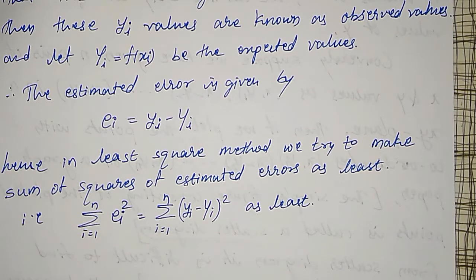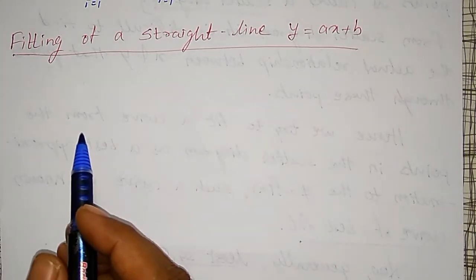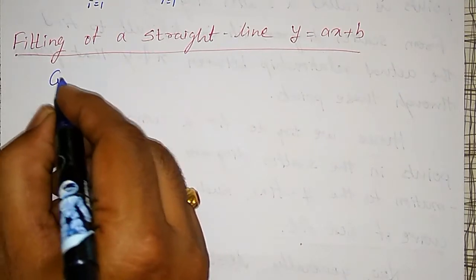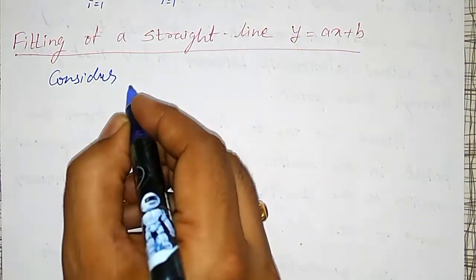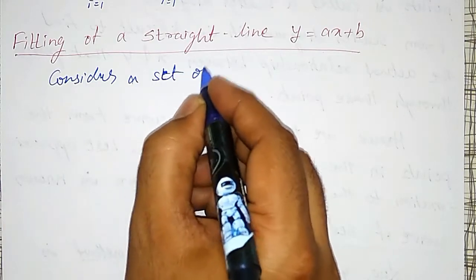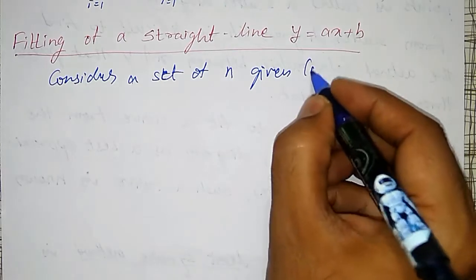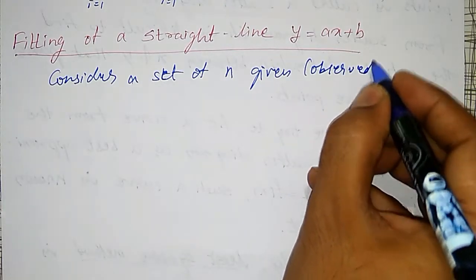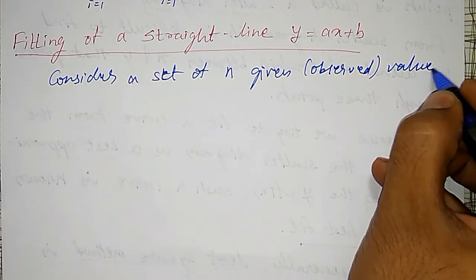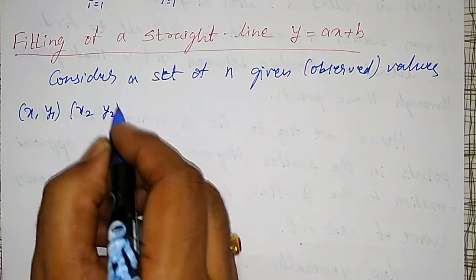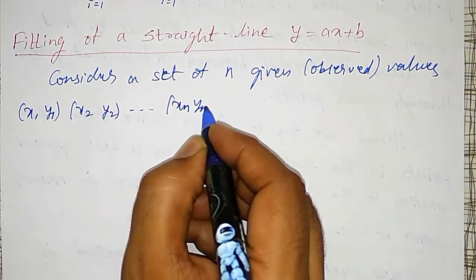Now, how do we fit a straight line using this least square method? I am going to discuss that here. Fitting of a straight line y equal to ax plus b. For that, consider a set of n given or observed values as x1, y1, x2, y2 and so on up to xn, yn.